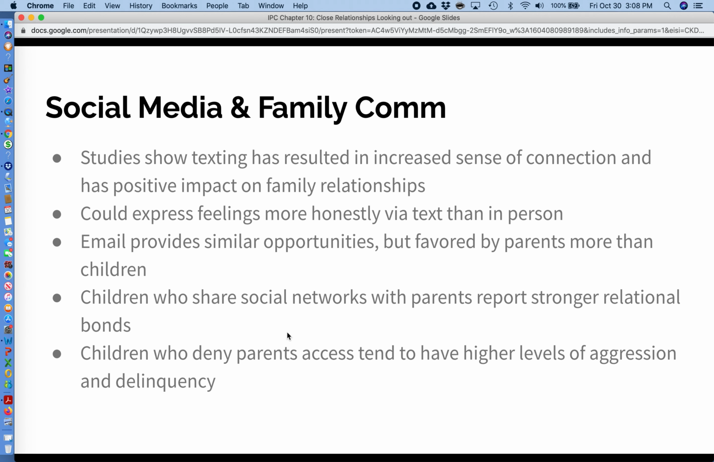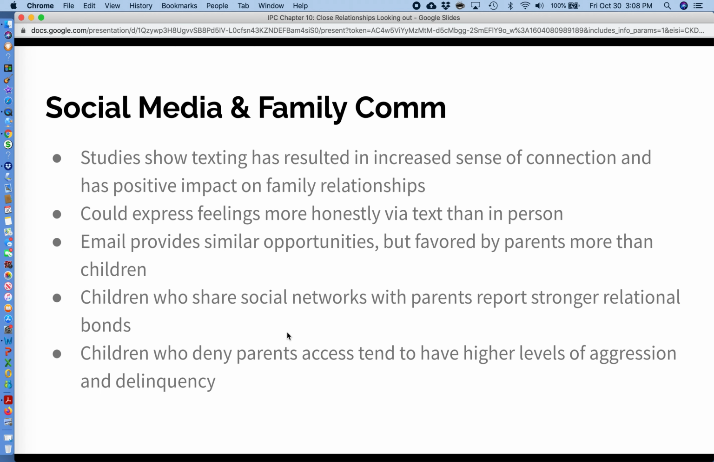Now, interestingly, with social media, we know that it's helped. Texting, for example, has resulted in an increased sense of connection. It has a positive impact usually on family relationships. People express their feelings more honestly via text than in person. Email works kind of the same way, although parents like it better than children.